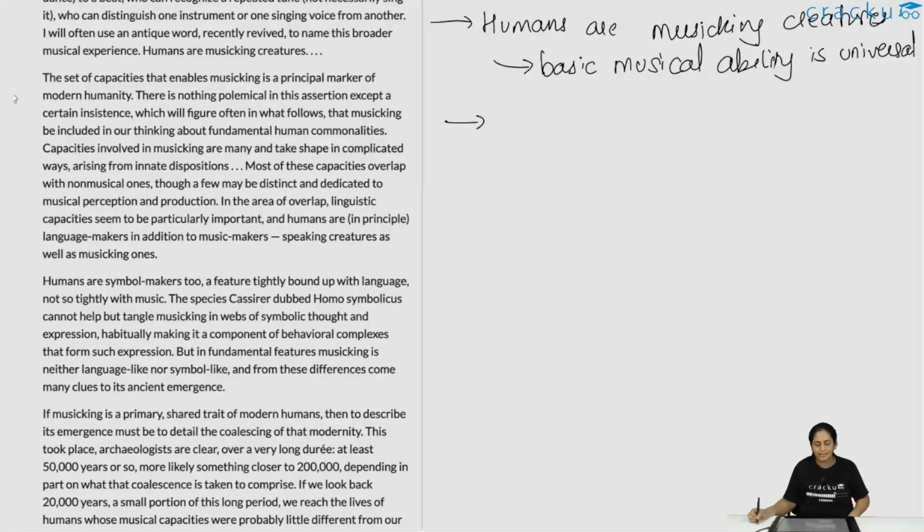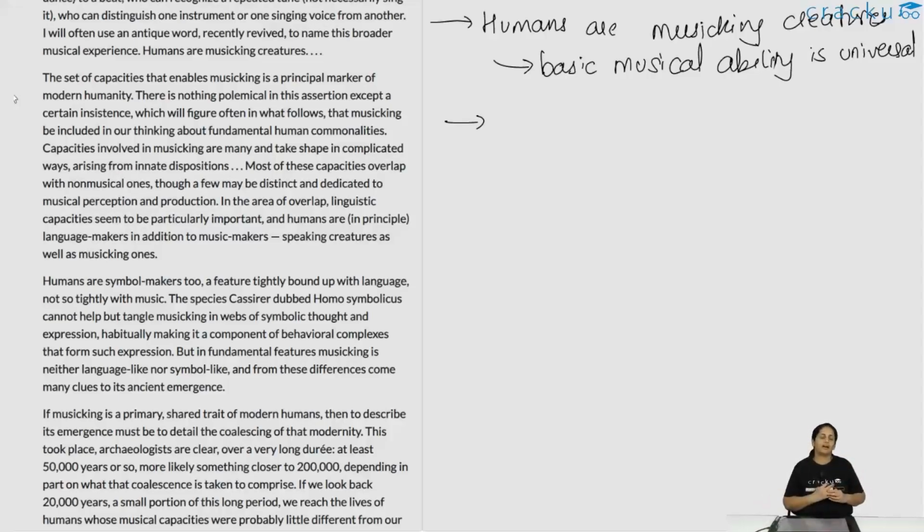The set of capacities that enables musicking is a principal marker of modern humanity. There is nothing polemical in this assertion except a certain insistence, which will figure often in what follows, that musicking be included in our thinking about fundamental human commonalities. So the author says that our ability to do musicking shows that it is a marker of modern humanity.